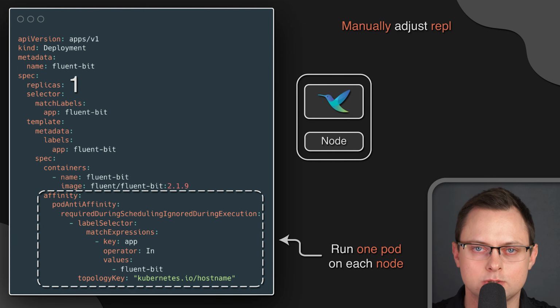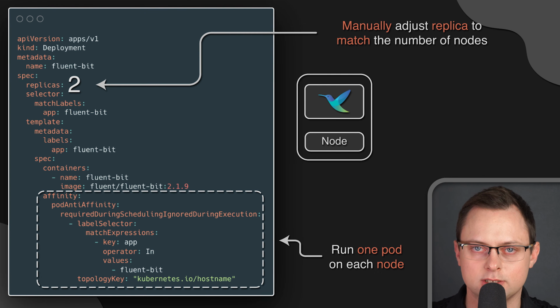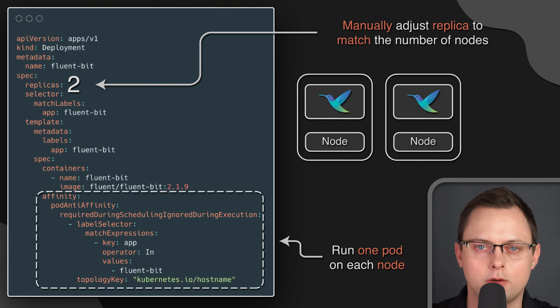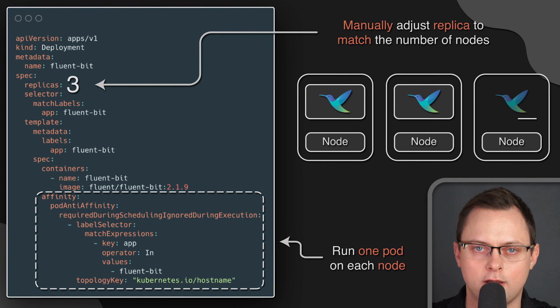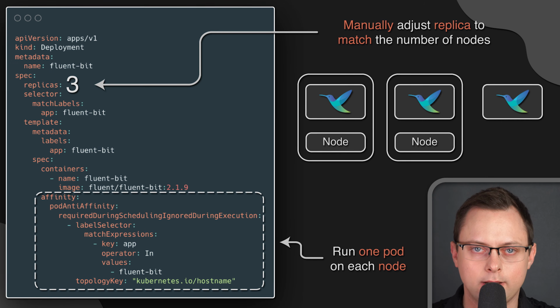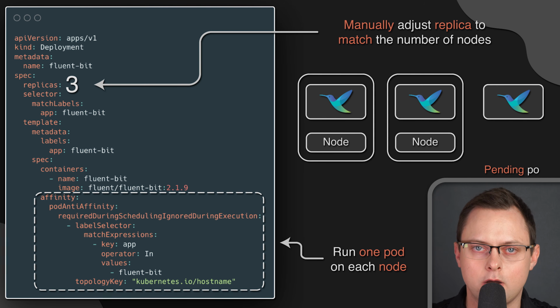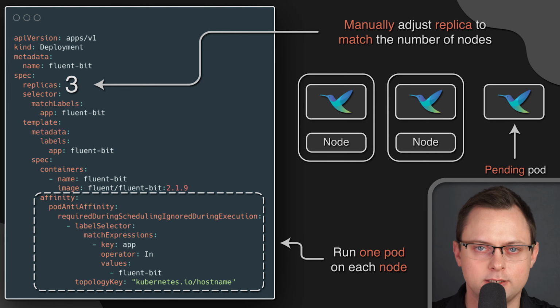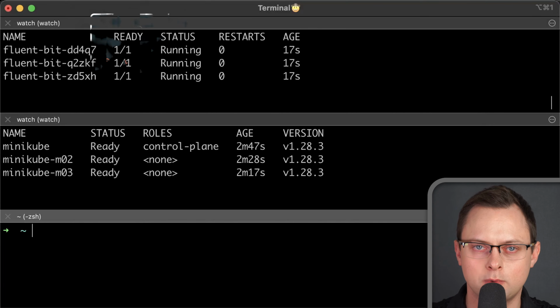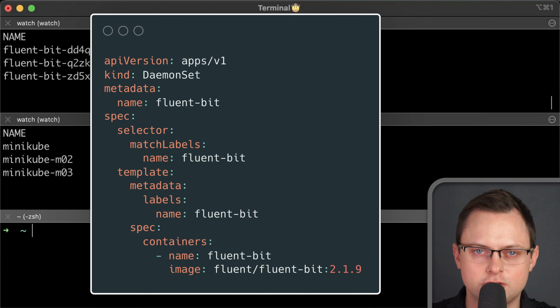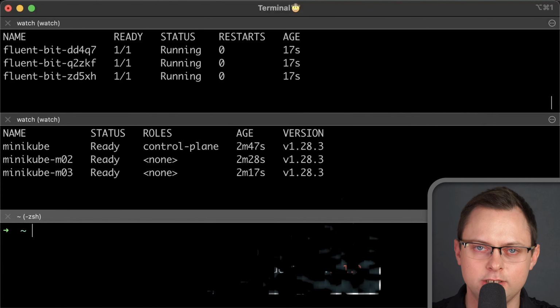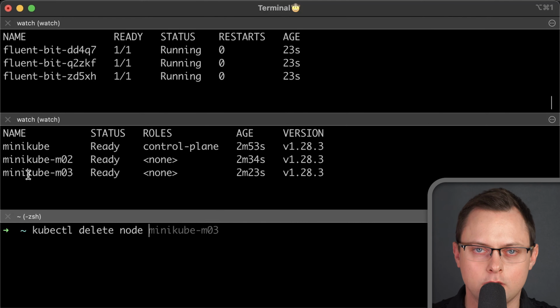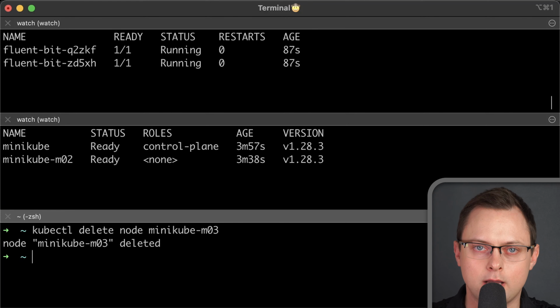The problem arises when you scale up or down your cluster. You need to edit the replica count to match the number of nodes you have. If you forget to scale your logging agent deployment when scaling down your cluster, pods will be in pending state, and you'll receive an alert from your monitoring system. To solve this, Kubernetes introduced a Daemonset. Its job is to run a single pod on each node in your cluster. If you scale up your cluster, the Daemonset will deploy more pods. If you scale down, the Daemonset will remove the extra pods.